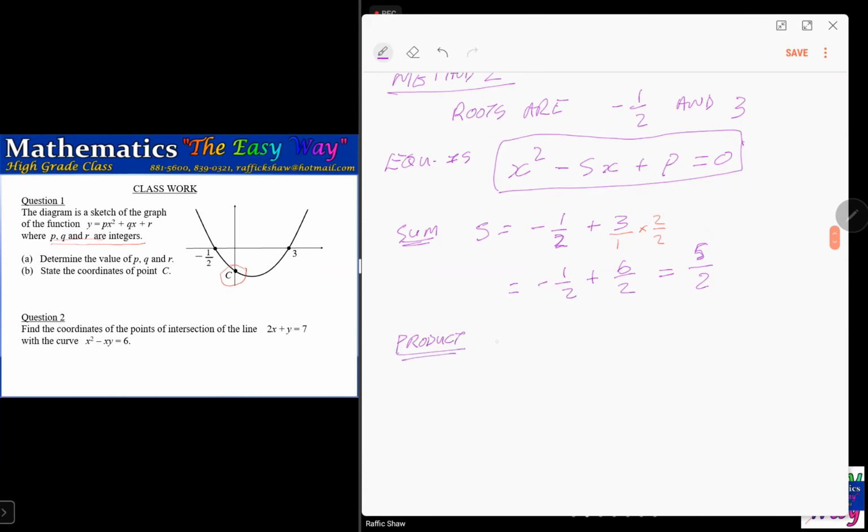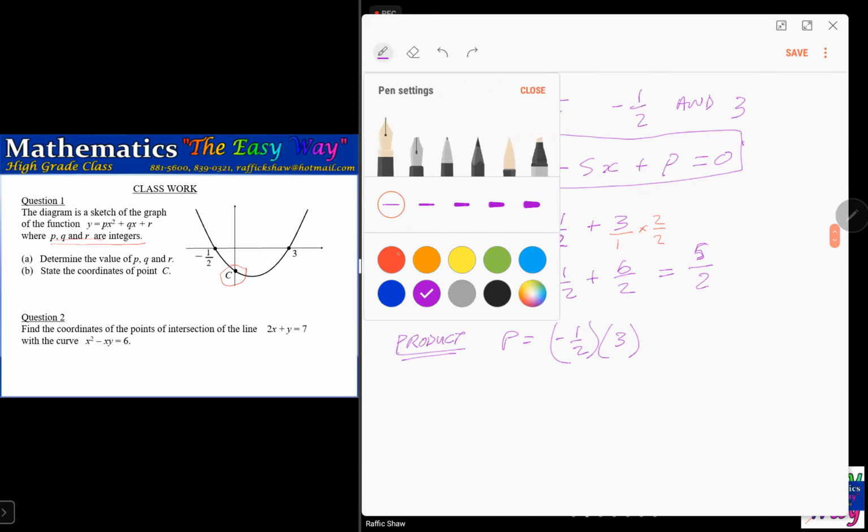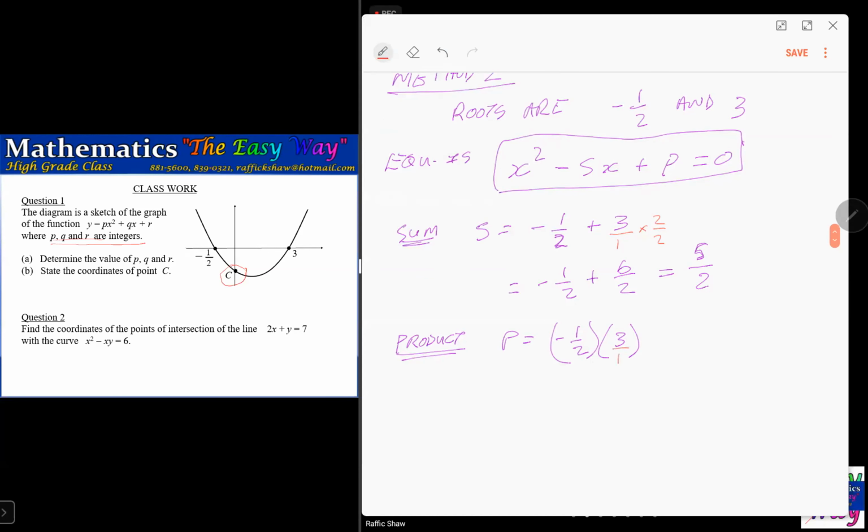Product of the roots, which is P. You multiply the two roots, which is minus half times 3. And when you do this, and one person made this mistake, you're multiplying by 3. You don't multiply the 3 by the numerator and the denominator. No, you don't do that. Right? Because the 3 is the same as 3 over 1. So you multiply the numerator by the numerator and the denominator by the denominator.